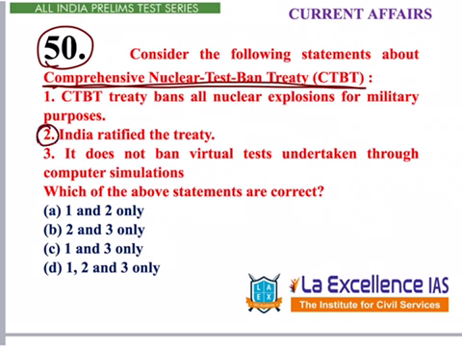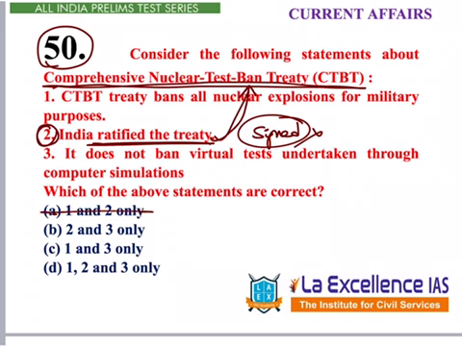This is very easy for us. India ratified the treaty. You might have read many a times we have not ratified nor we have signed. We have not signed CTBT itself. So this is incorrect. 2 is incorrect, means this is gone, this is gone, this is gone. Answer would be C, 1, 3 only.